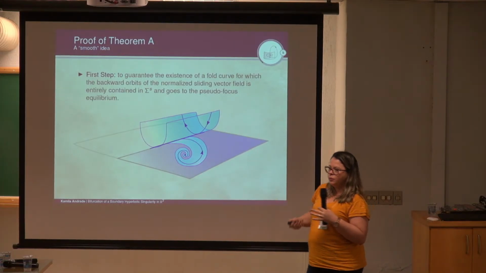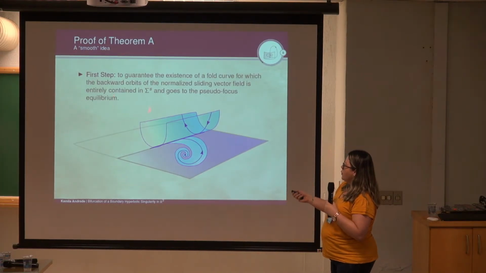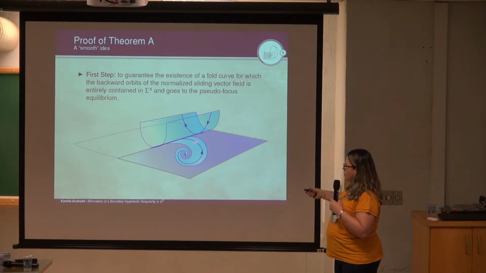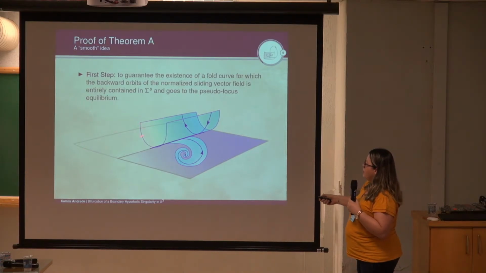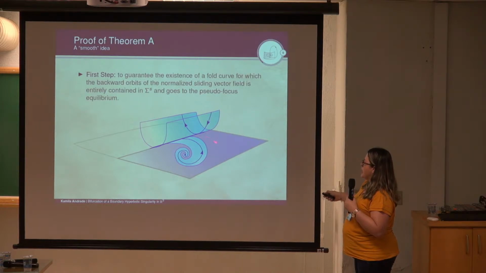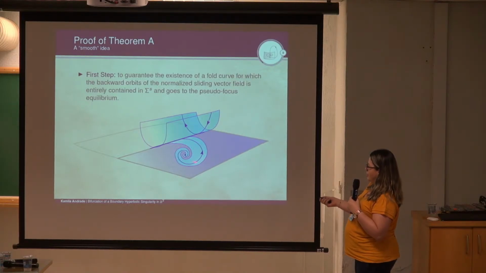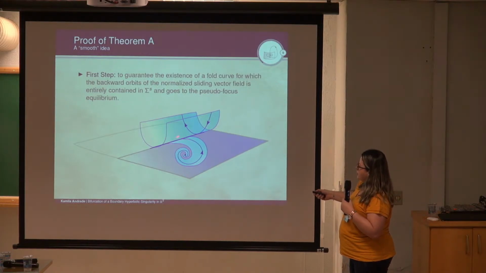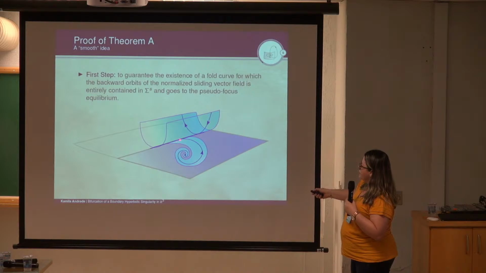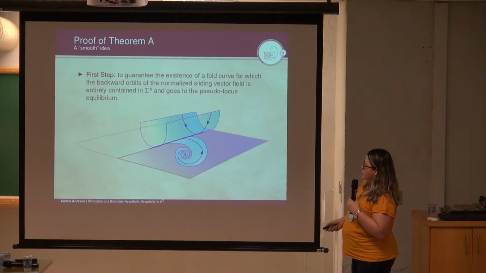In order to prove that, we have to control some things. First of all, we have to guarantee that we have one interval or one piece of the tangent set where we have a visible fold singularity, and the sliding vector field has a hyperbolic pseudo-focus here, that is a repeller, and a piece of this tangent set is such that the trajectories in backwards time of the points in here are entirely contained in the sliding region.